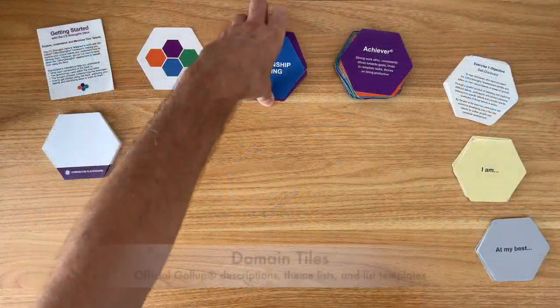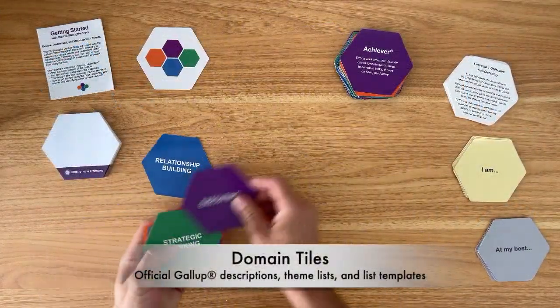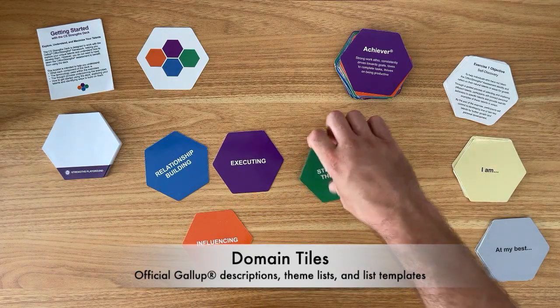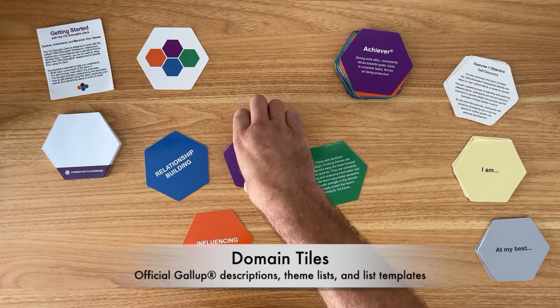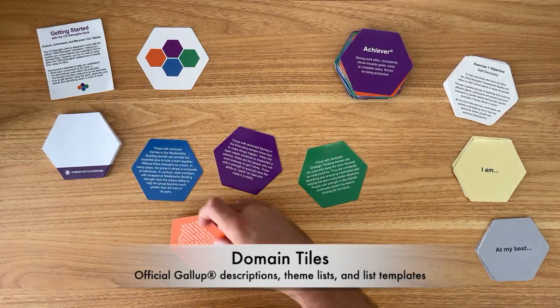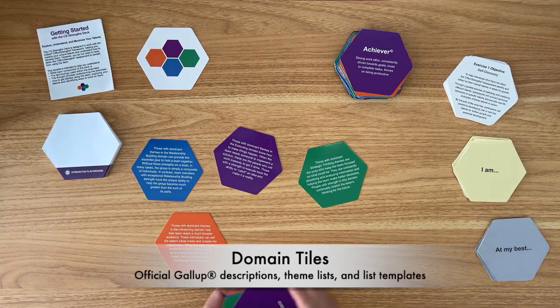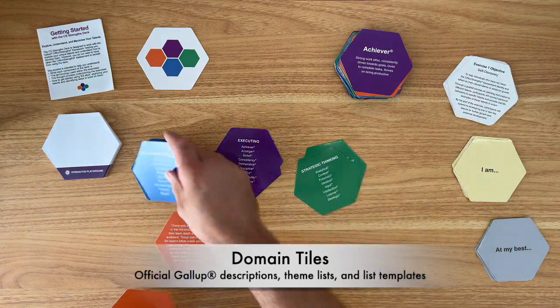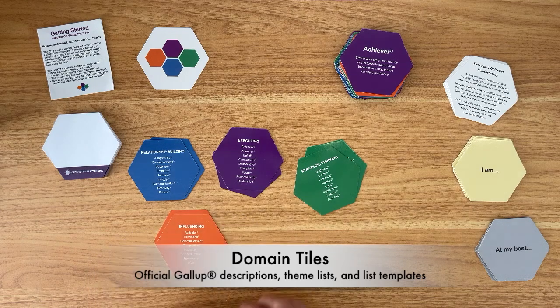The domain tiles, so we have one tile for each of the 4 Clifton Strengths domains, and on the back of each one we have the official Gallup explanation of what each of those domains are, and then for each we have a list of the different talent themes that you'll find within those domains.